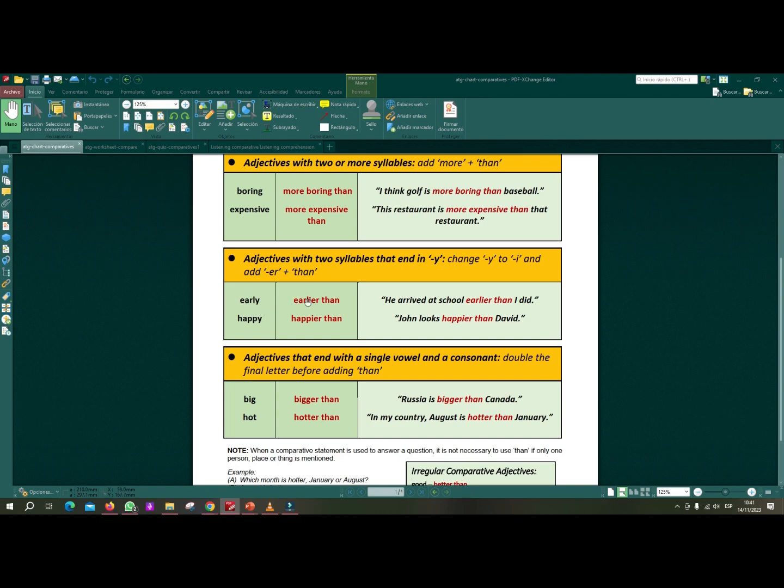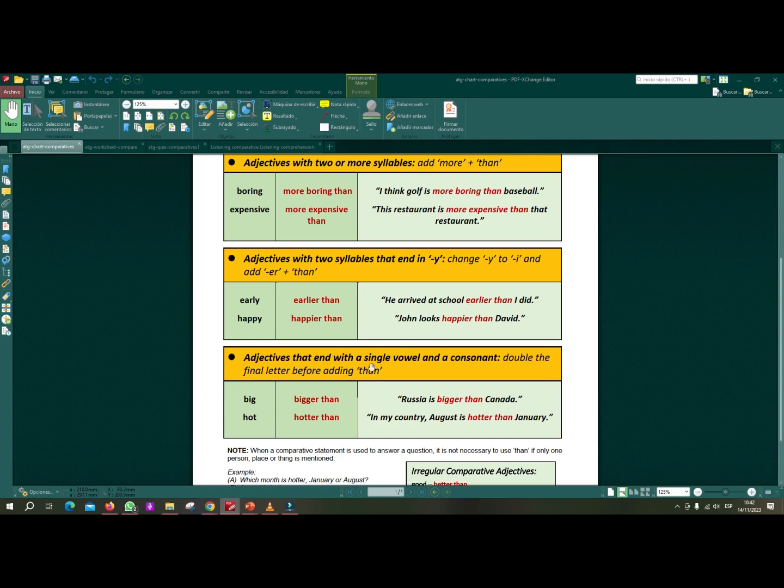Early, earlier than. Happy, happier than. For example, he arrived at school earlier than I did, right? Or John looks happier than David. Entonces, vean, terminan en y, tienen 2 sílabas, por lo tanto usted cambia esa y por i y agrega er.